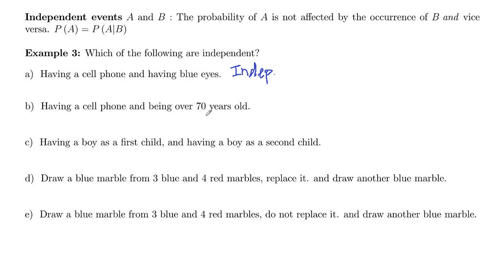Having a cell phone and being over 70, being over 70 might have an effect. Some older people are sometimes not real good at adapting to technology, so they might still be holding on to landlines. So those are dependent. Having a boy first and having a boy as a second child, the first child's gender should not affect the second child's gender. Should be 50-50 approximately probability for any child. So these should be independent.